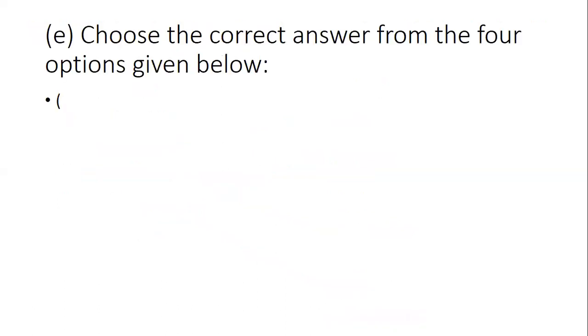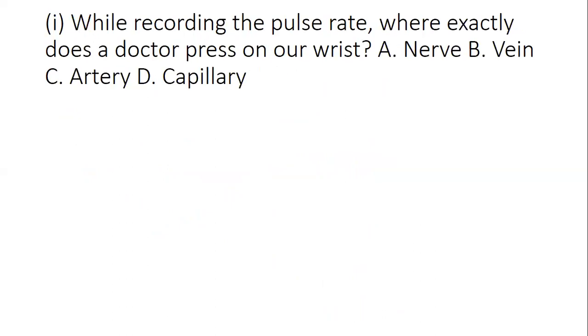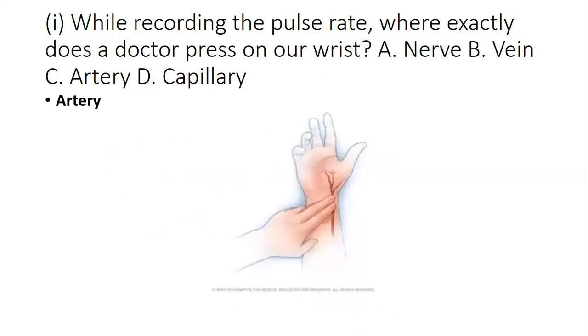Choose the correct answer from the four options given below. The first, while recording the pulse rate, where exactly does a doctor press on our wrist? Options are nerve, vein, artery, or capillary. The correct option is artery. So write the answer as artery. This is how it shows. The doctor will press your artery, either the radial artery or ulnar artery.